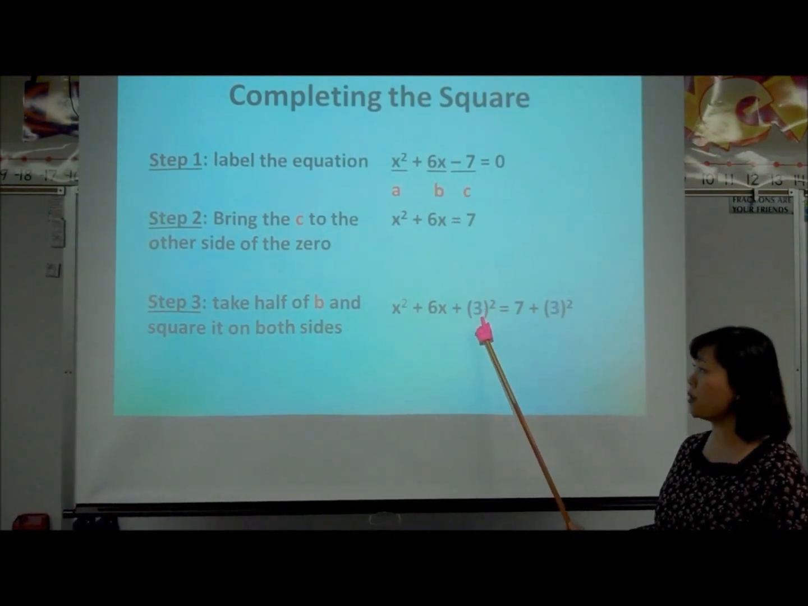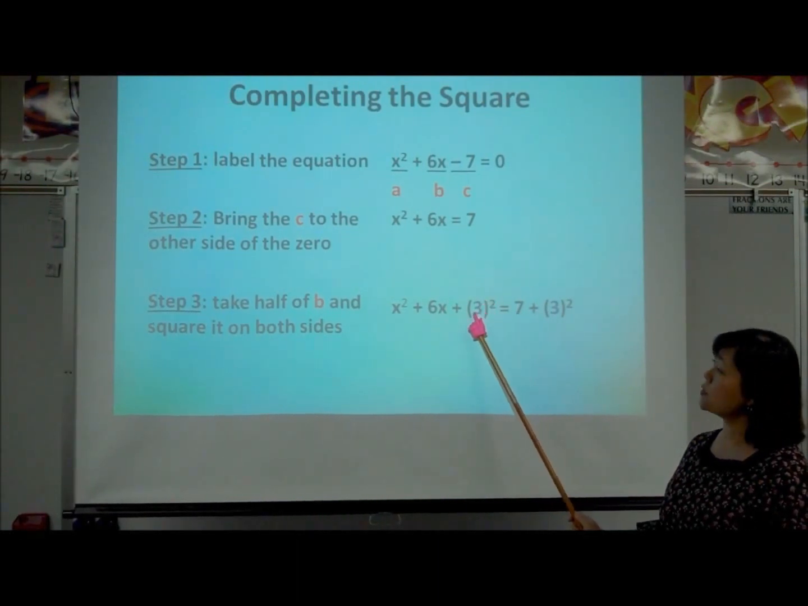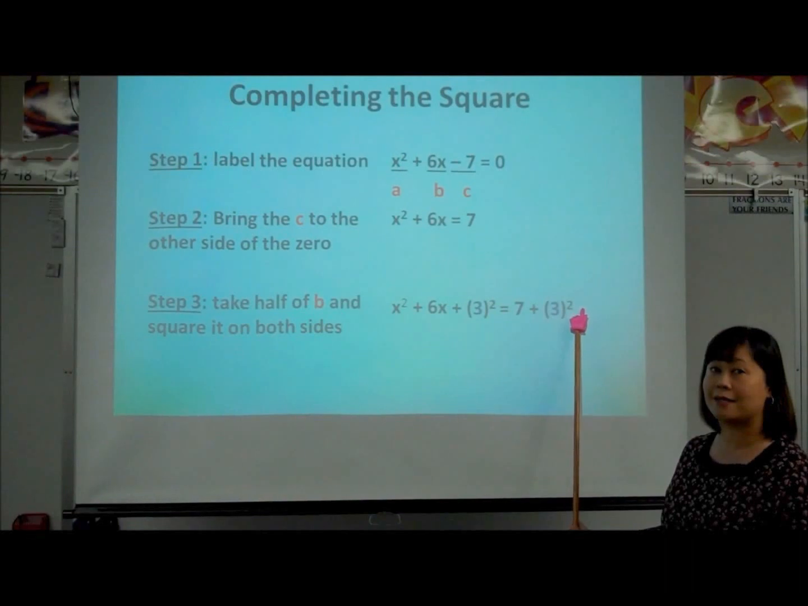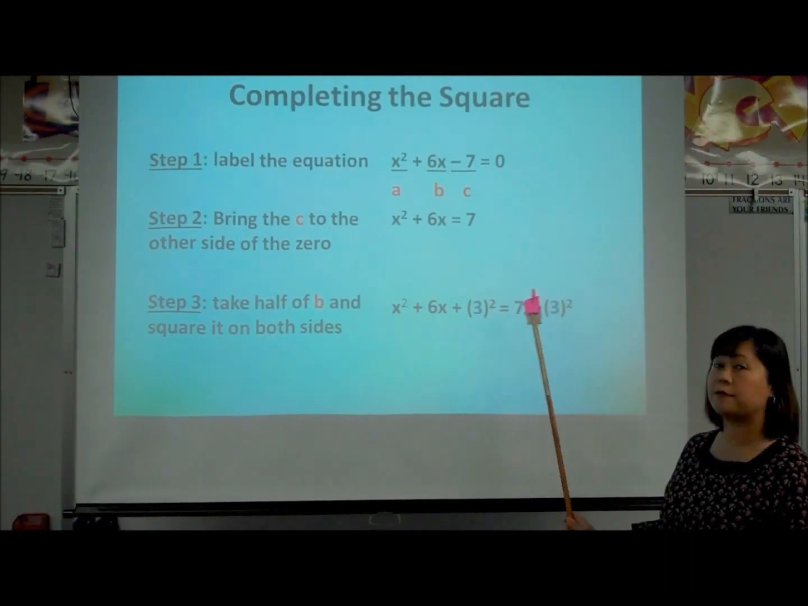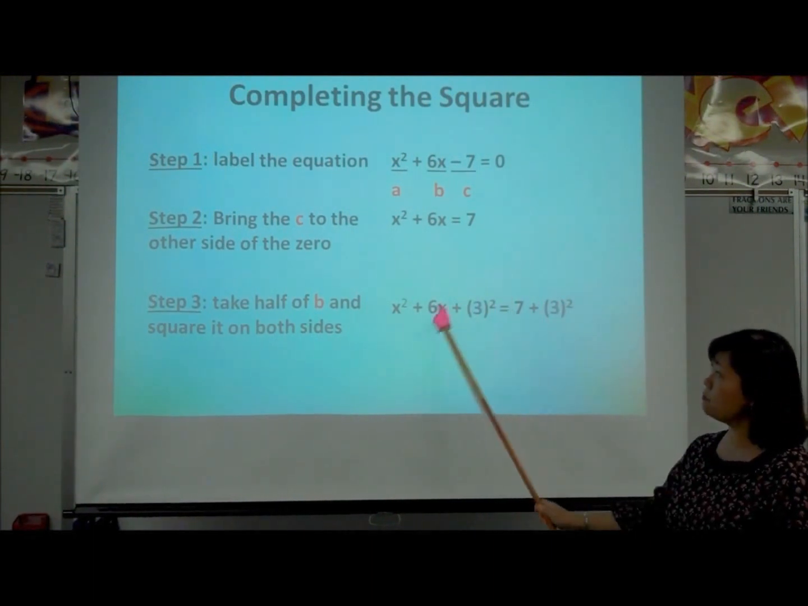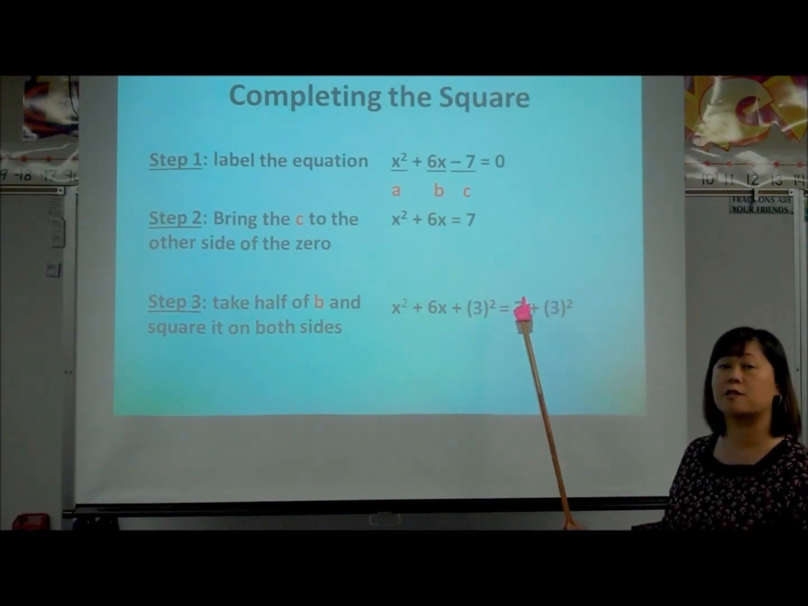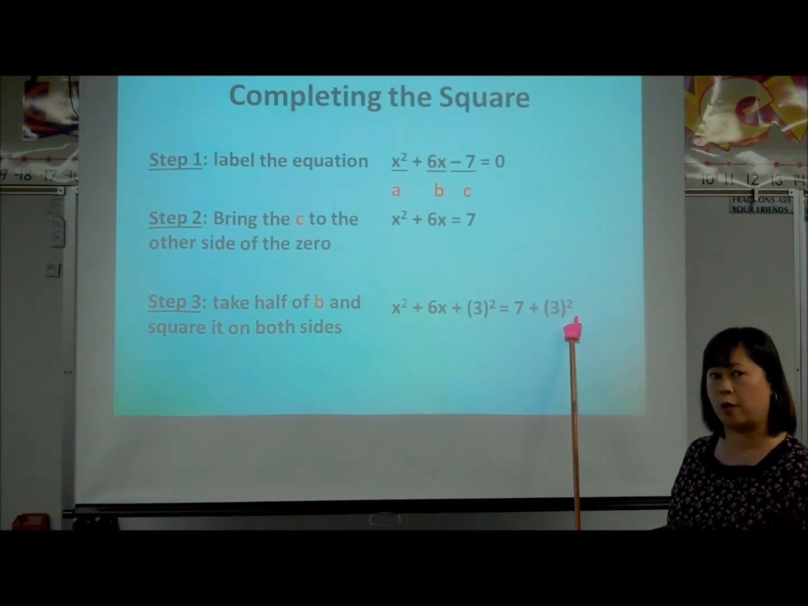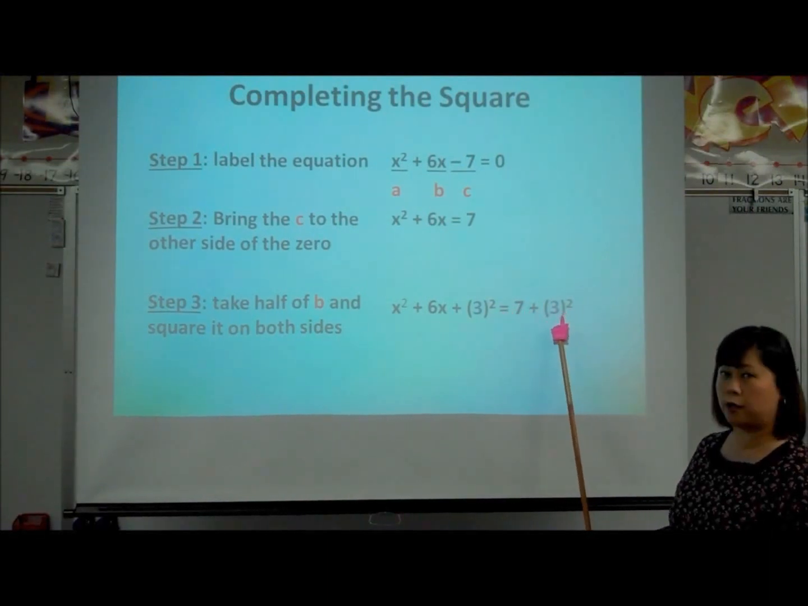Because you created this, to legally do this in algebra, whatever you do on one side of the equal sign, you have to do exactly the same on the other side. So if you add 3 squared, you have to add 3 squared to the other side of the equal sign. This then becomes a legal step where I can bring a number in as long as I have it on the other side of the equal sign as well. Okay? So we still have equals 7 plus 3 squared on the side.